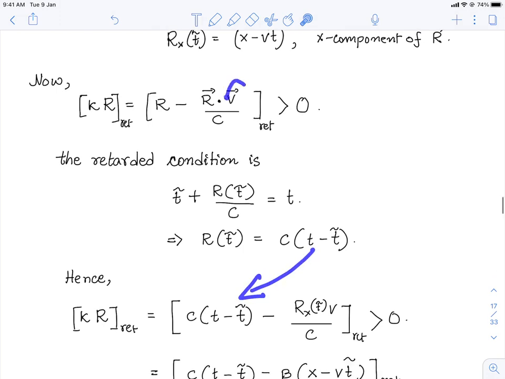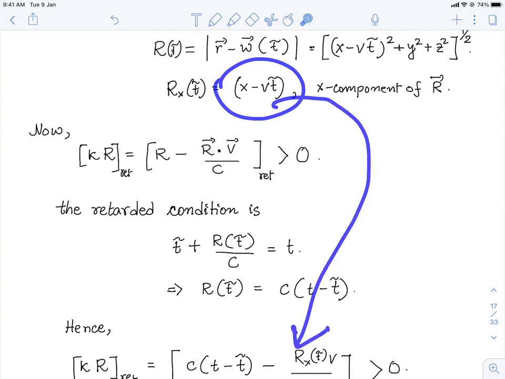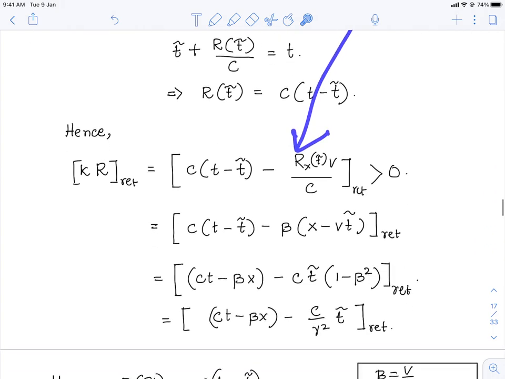And this one, I know V is along the X component. So this is the Rx component of the R vector. So the X component is nothing but x minus V t̃. This is what I'm going to take and substitute in here. So let's do that. That's what I have done.